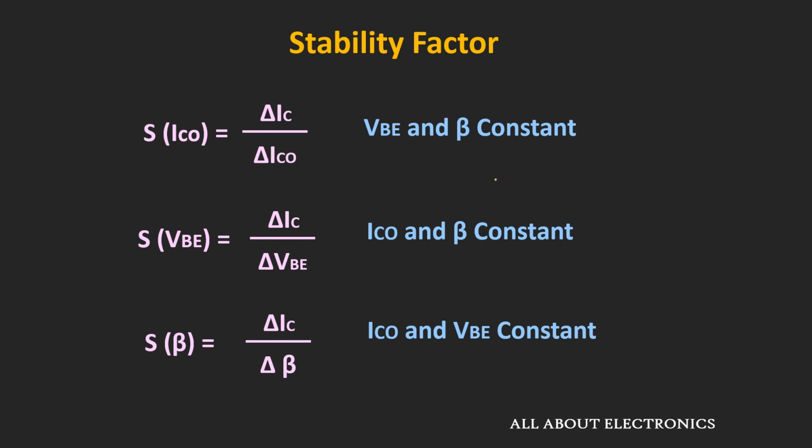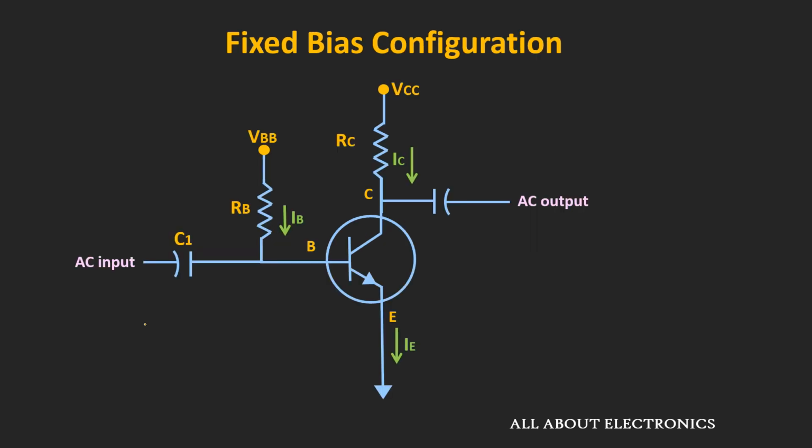Similarly, the second stability factor defines the change in the collector current with the change in the voltage VBE. While the third stability factor defines the change in the collector current with the change in the beta. And many times these stability factors are denoted by the symbols S, S dash and S double dash. So if the stability factor of the circuit is high, then the circuit is more sensitive to the change in the external parameters. That means for a stable circuit, a low stability factor is desirable. Now let us find out the stability factor for the fixed bias configuration.